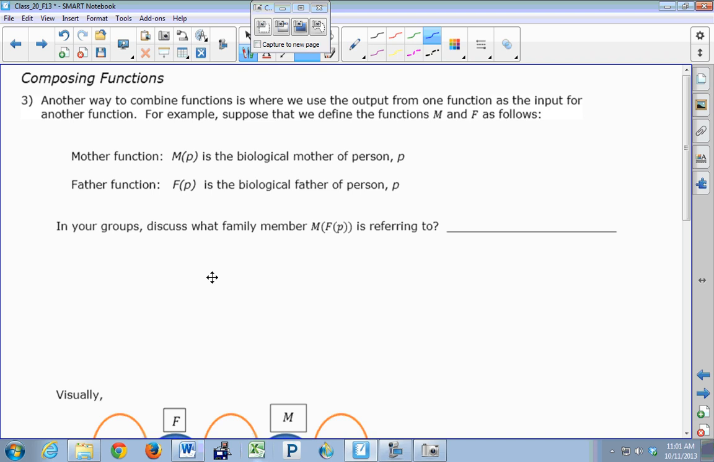How about that one? Father function is biological. All right, so what's the domain? What's the domain for these functions? What's the domain? It's not a number. Can't put numbers into, ask for the mother of a number and the father. So what's the domain?